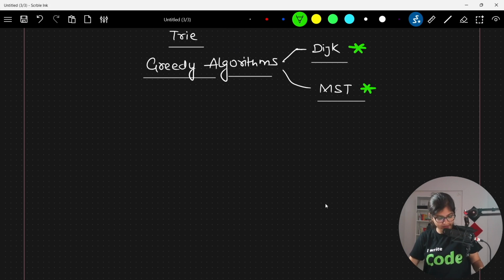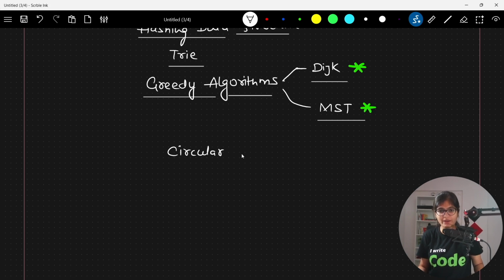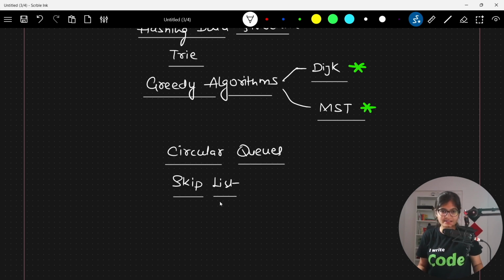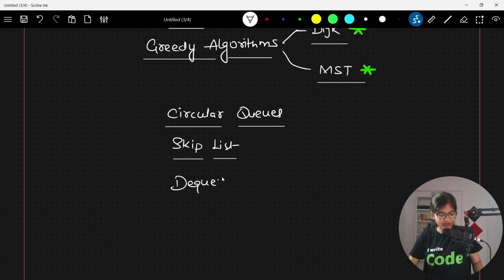Apart from that, there is something in the linked list called circular queues. You should be aware of that, right? Apart from that, there is something called a skip list. You should be aware of that, right? These are the concepts which can come under advanced data structures and algorithms. After that, there is something called DQ. You should be aware of that, right?